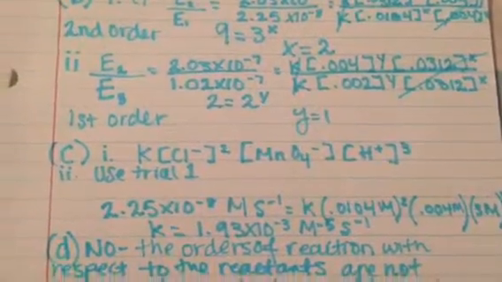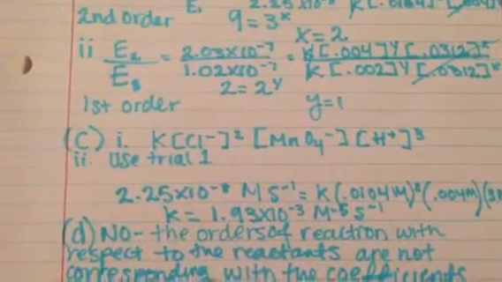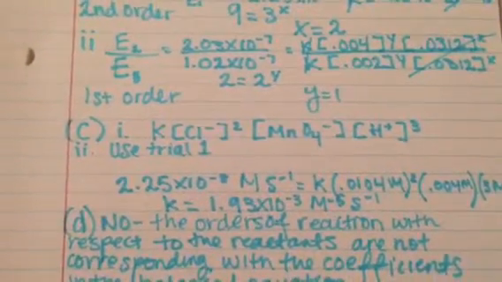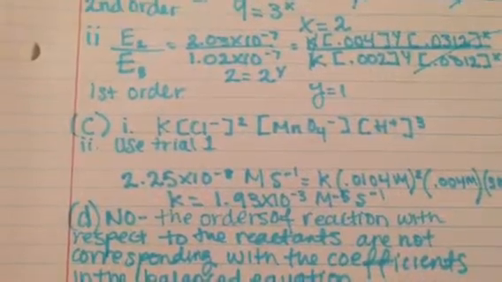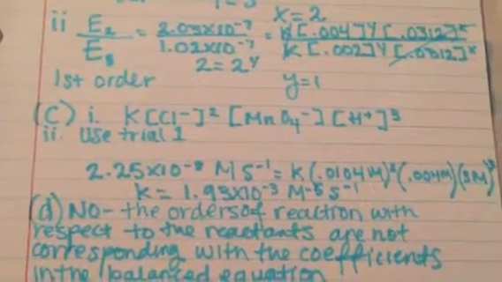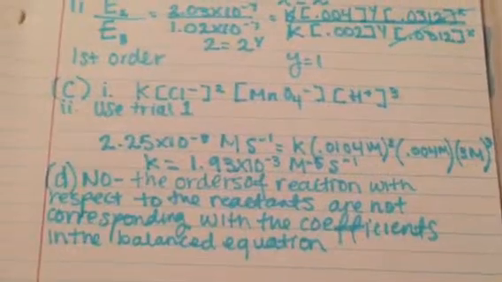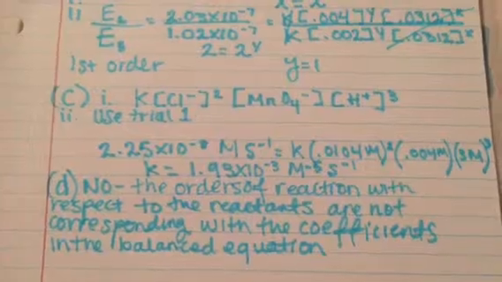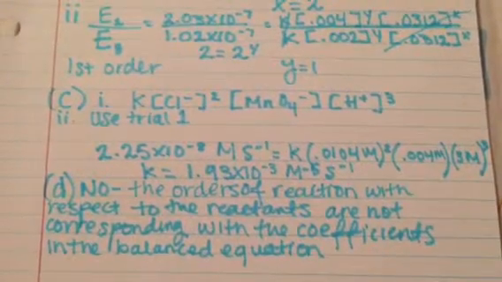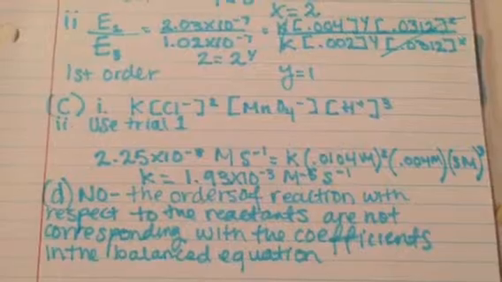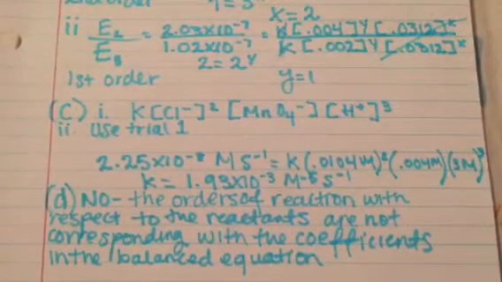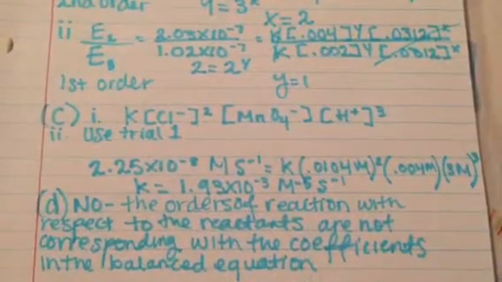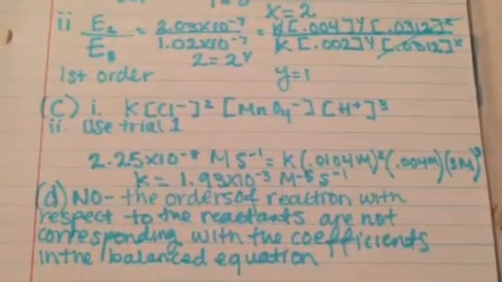And then for part 2, we had to calculate the value of the rate constant K for the reaction, including appropriate units. So I used trial 1 from the data table. So I plugged in the values into the rate law, and I used the rate given in trial 1, and I got that the K value is 1.93 times 10 to the negative 3 Molarity to the negative 5 because there's 5 molarities, and then S to the negative 1.